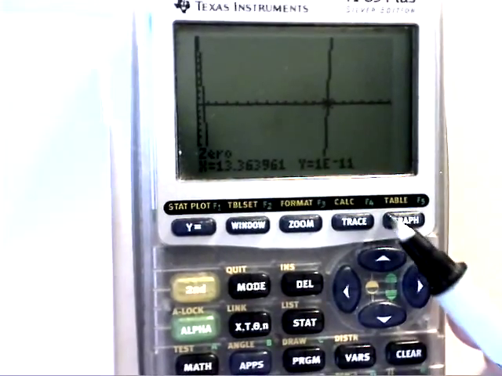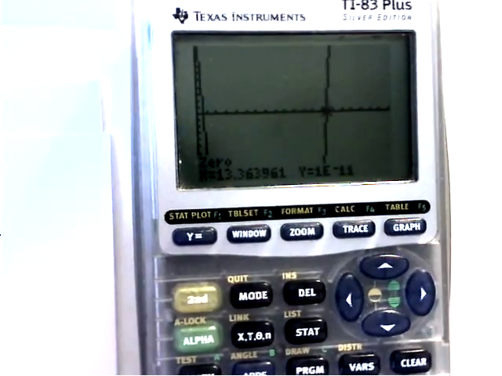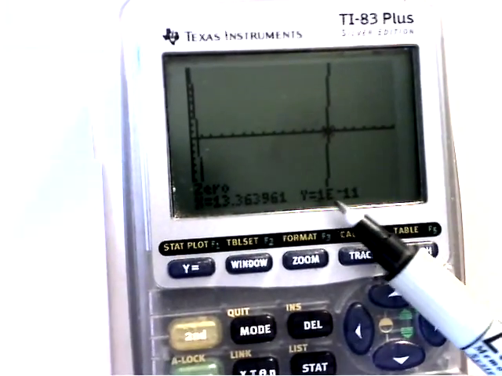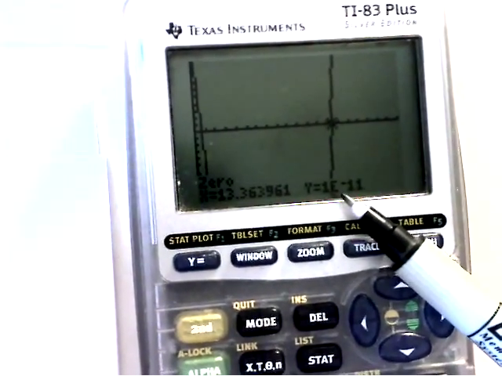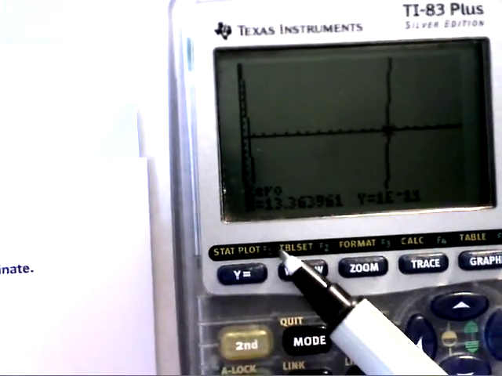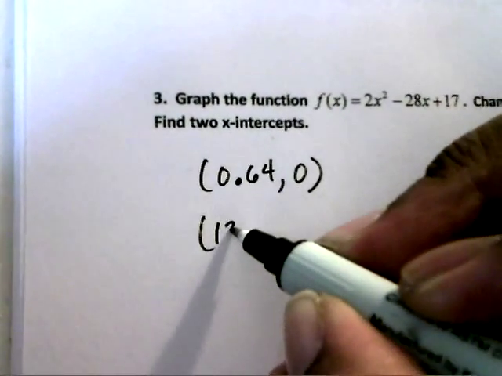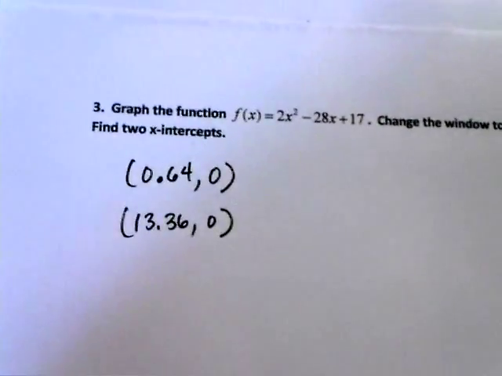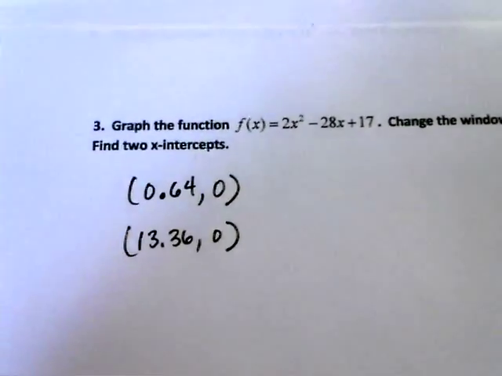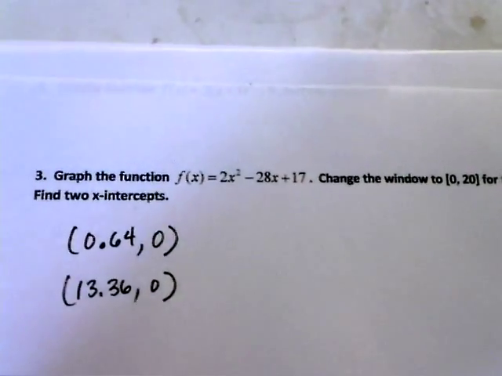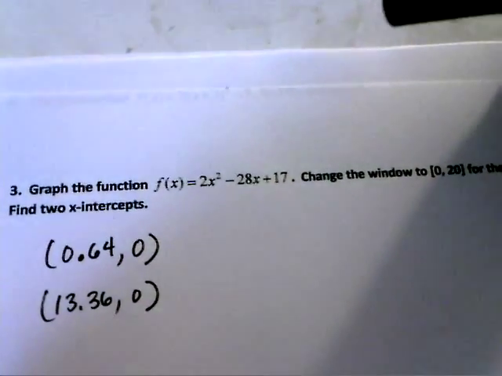Okay, don't worry about the 1e to the -11. That's a number that's close to 0, so we'll let that slide, because that'll be your 0 on the x-axis. So here, 13.36 is what we want, and 0. So those are my 2 x-intercepts for this particular graph. So here you have to change your window for your x-coordinate.